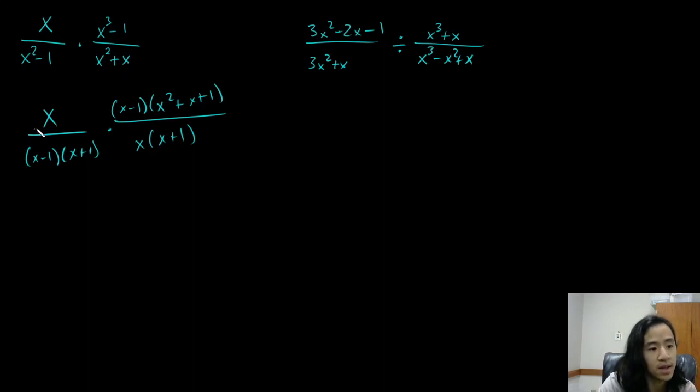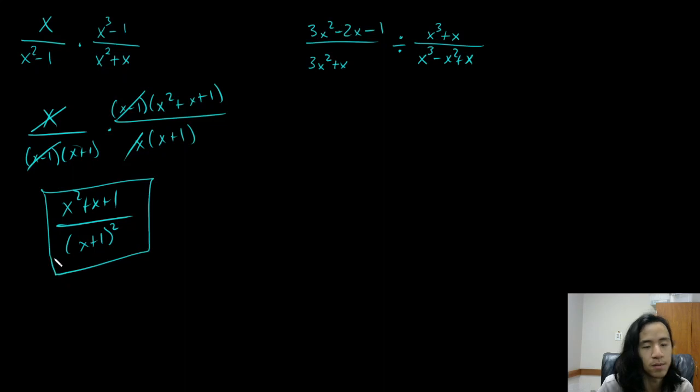Well, we have an x over an x here, and we also have x plus 1 over x plus 1. That's all great. So now we just have to write what's left over. We have x squared plus x plus 1 at the top, and then we have x plus 1 times x plus 1 at the bottom. So we write x plus 1 squared at the bottom. And this would be our final answer.